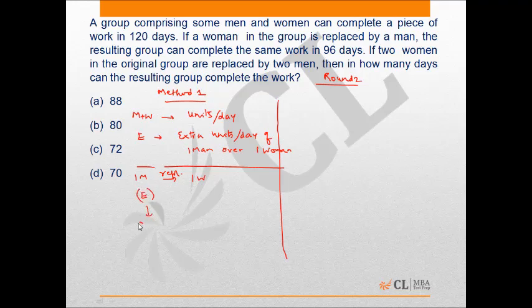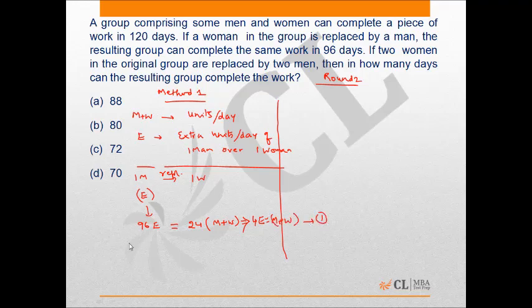So if the job was done in 96 days, 96 E units must have come in at the end of 96 days. This was equivalent to replacing 24 days of work of all the men and women. So that implies that 4E is equal to m plus w. Let's call this equation 1.